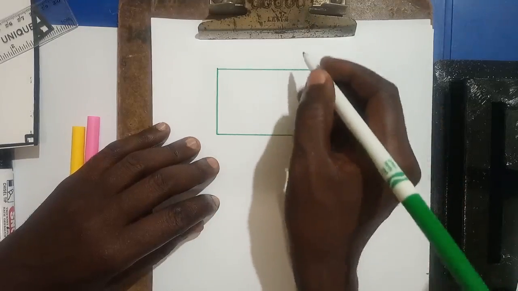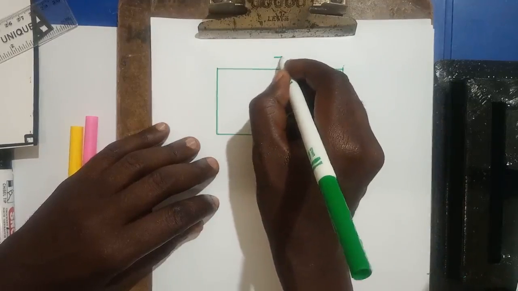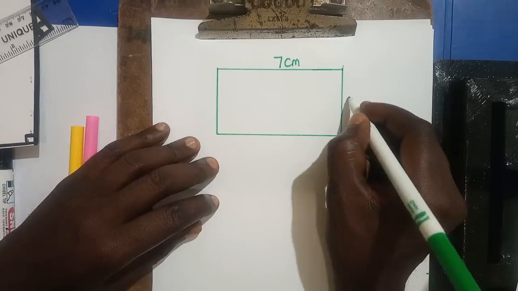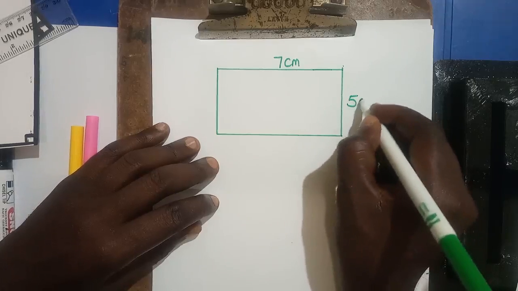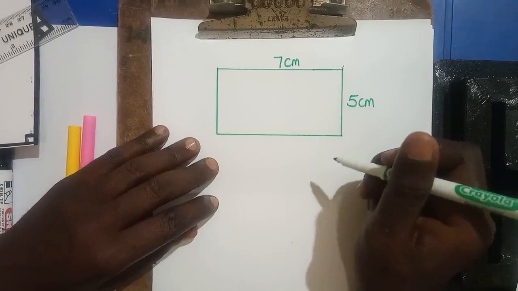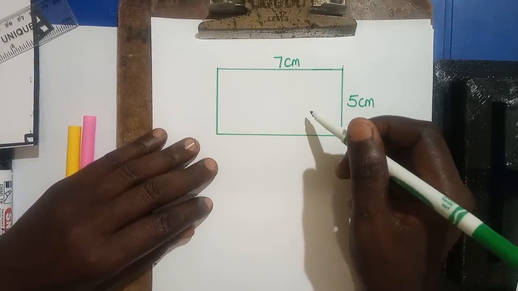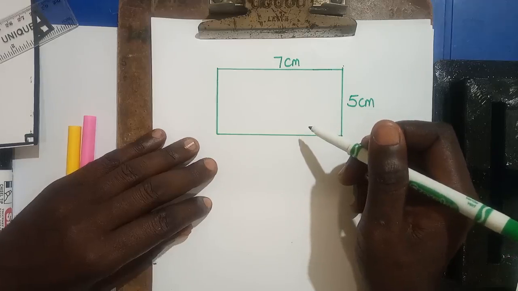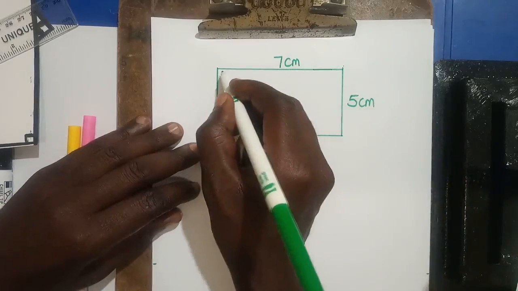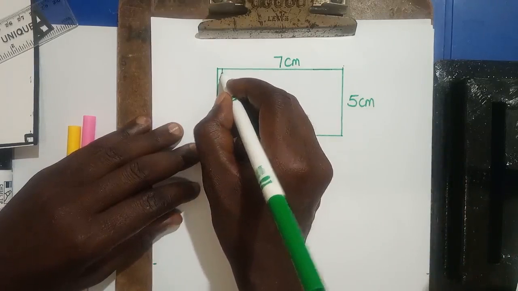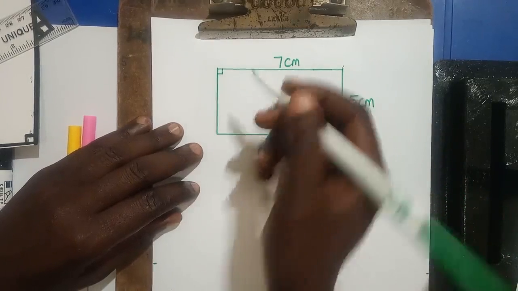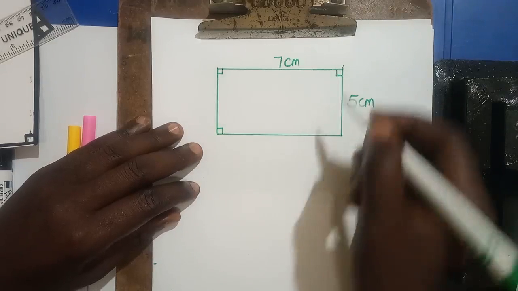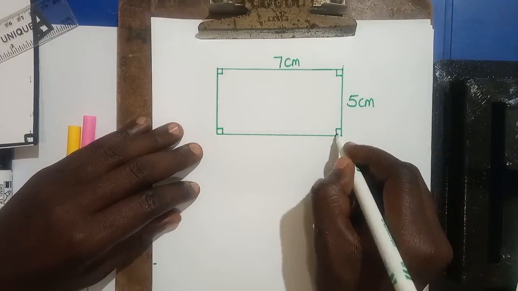Let me start with this side. I assume this side should be 7 centimeters. Then the other side should be 5 centimeters. Remember, for you to know that this is a rectangle, it always has got angles which are 90 degrees. Now, I'll just demonstrate with a symbol of showing a 90-degree angle. In all angles, you'll find that the figure has got 90-degree angles.